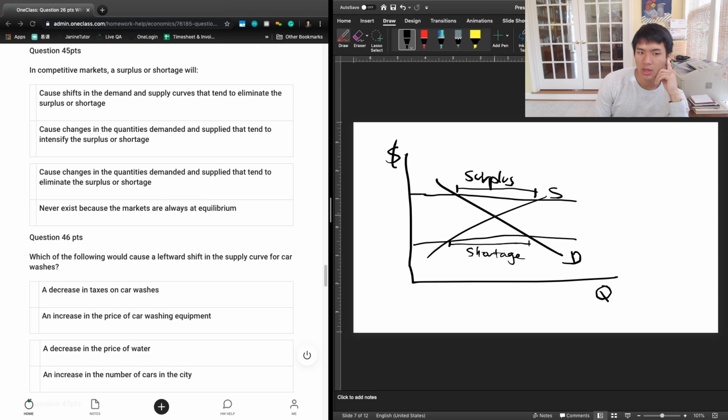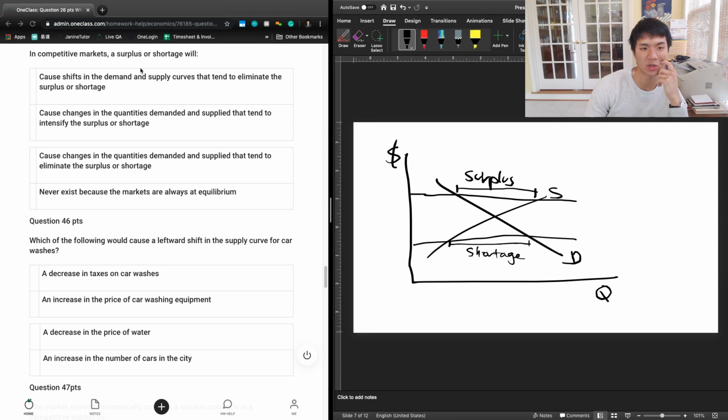C says changes in the quantities demanded and supplied that tend to eliminate the surplus or shortage, and this seems to be the best answer, right? We know that the quantities demanded and supplied are changing, and we know that surpluses and shortages are going to be eliminated. And D says never exists because the market is always at equilibrium, but there may be points in time where a surplus or shortage will occur. For example, you deregulate a market, but you still have the leftover surplus or shortage, and the competitive market then moves it towards the equilibrium point. So there are situations in which a market is not going to be in equilibrium, but we know that it will always end up in equilibrium. And so C is going to be the best answer.